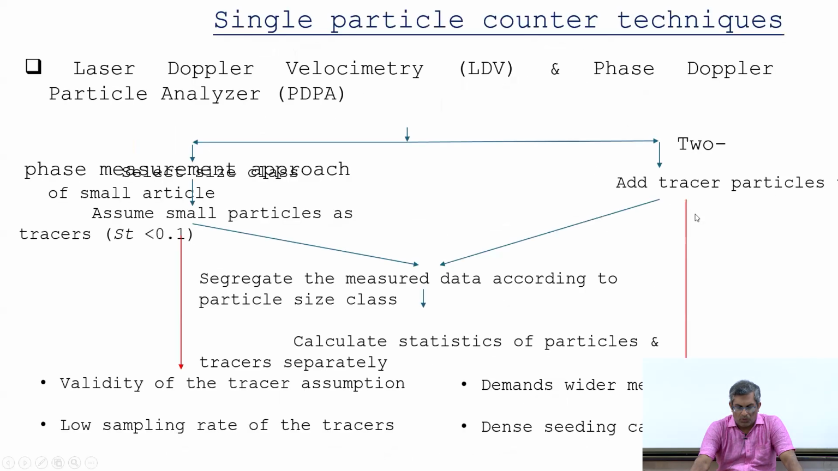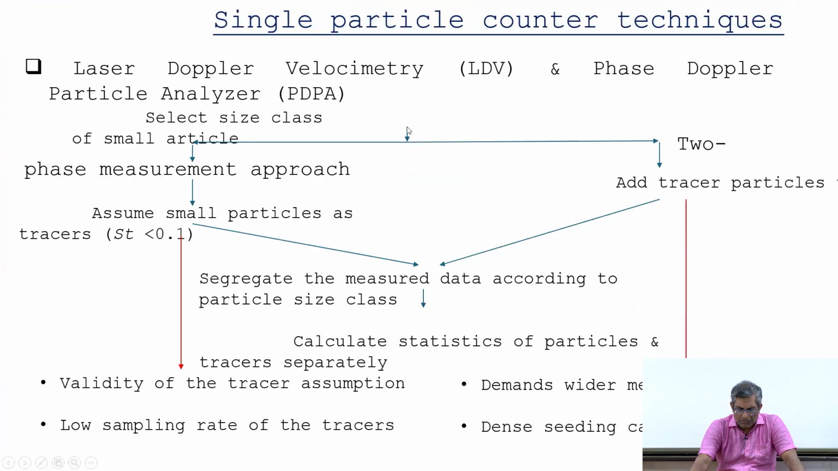So, finally, to summarize, whatever we have discussed in the online measurement techniques, they fall under the single particle counter category. So, basically what is shown here is how we can do two-phase measurements, that is, how we measure the carrier phase. It can be done two ways, either by adding seeding particles or by selecting particles which already exist, which can be treated as seeders.